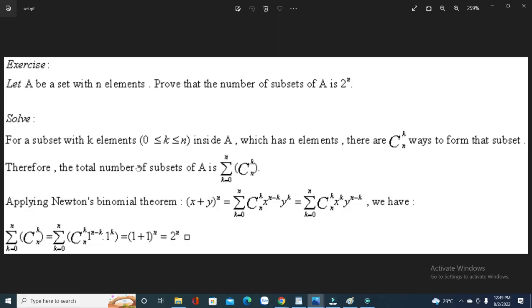And we have known that the total number of subsets of A is this sum itself, the sum from k equal to 0 to n of C(k,n). So therefore we have proved the theorem. For a set A of n elements, we have 2 to the power of n subsets, and as a matter of fact, the theorem is proved.